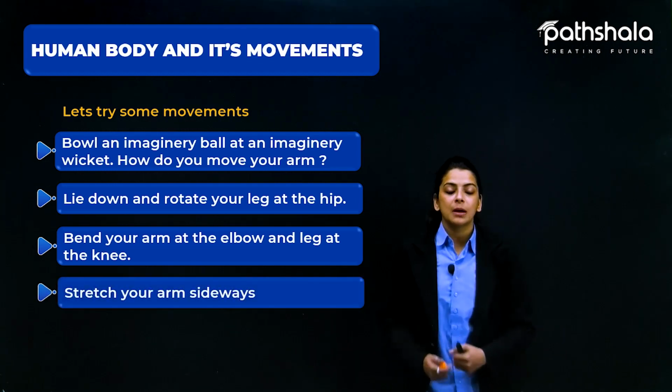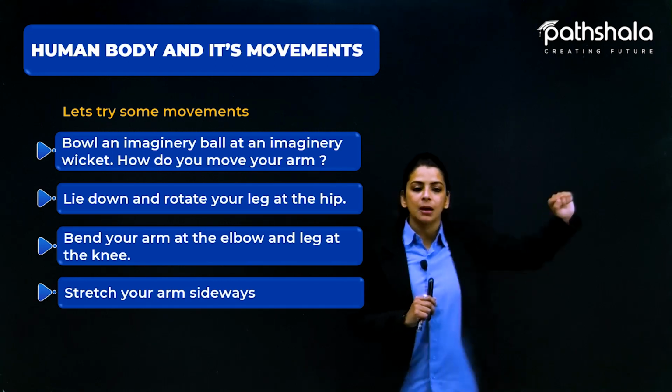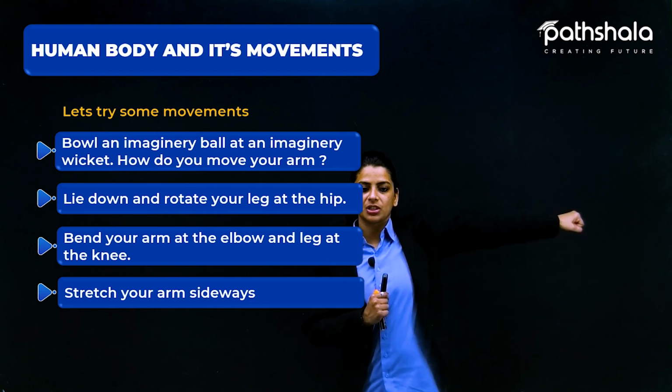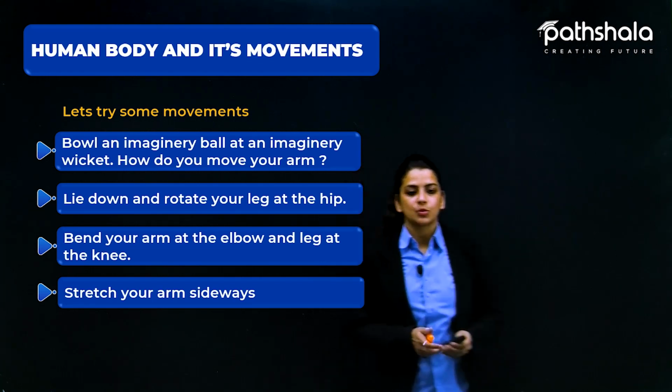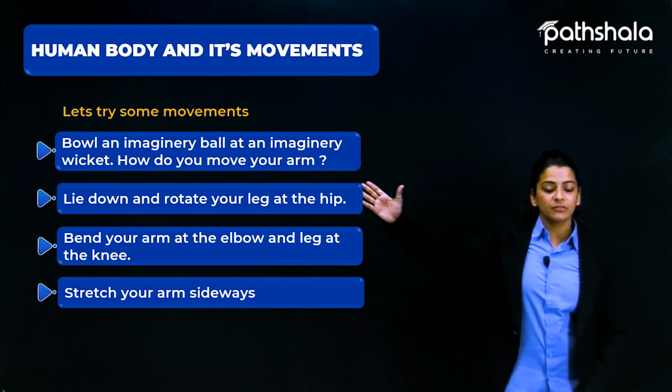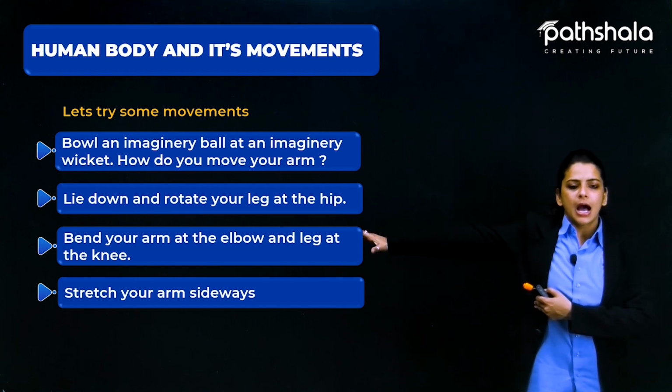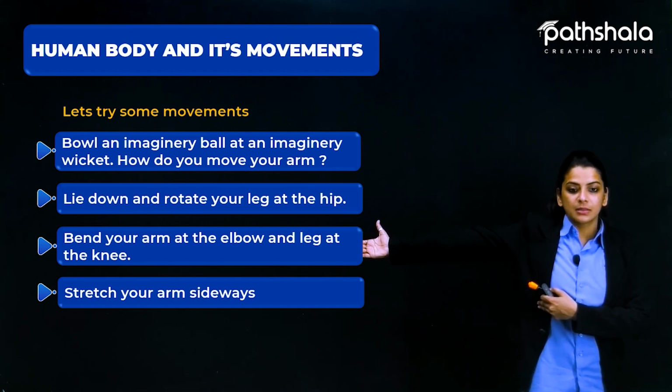Also, stretch your arm sideways. I have my arm like this. I'm stretching it sideways. See, this is how I'm stretching it. Can you see my arm stretching? You can stretch also, and see the movement. Observe the movement of the arm. You can observe your arm also. Try it, everyone, and see.